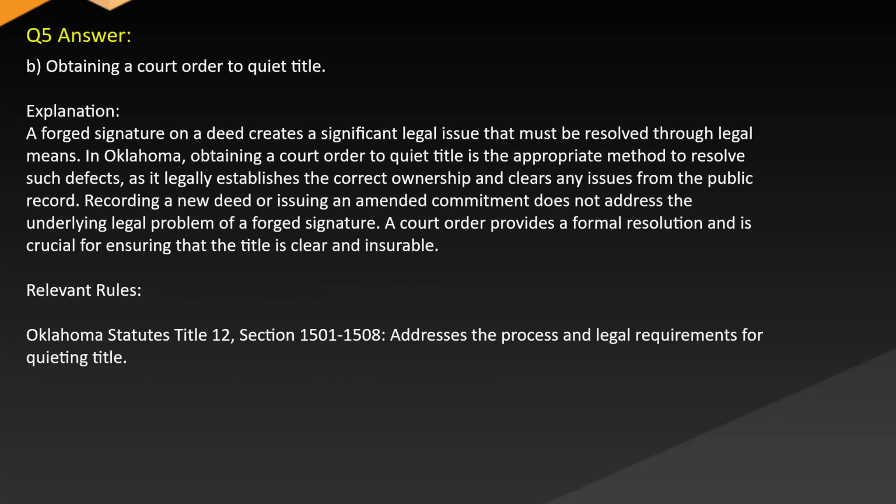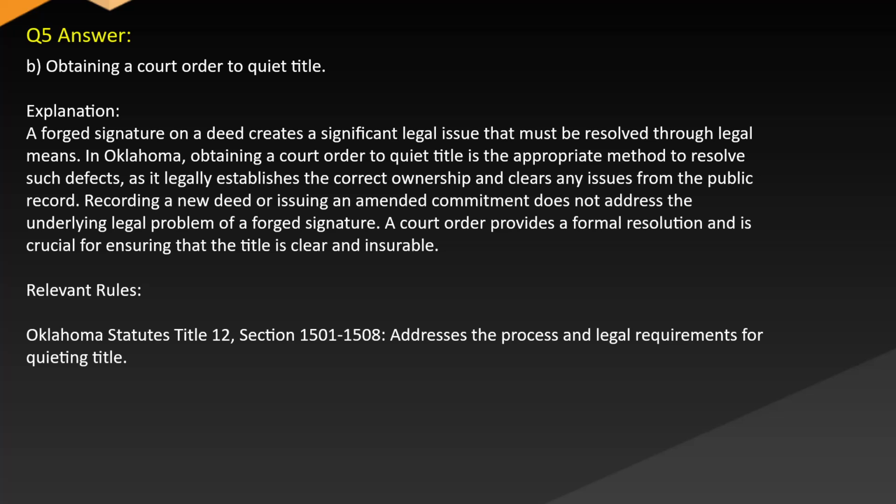Answer: B. Obtaining a court order to quiet title. Explanation: a forged signature on a deed creates a significant legal issue that must be resolved through legal means. In Oklahoma, obtaining a court order to quiet title is the appropriate method to resolve such defects, as it legally establishes the correct ownership and clears any issues from the public record.